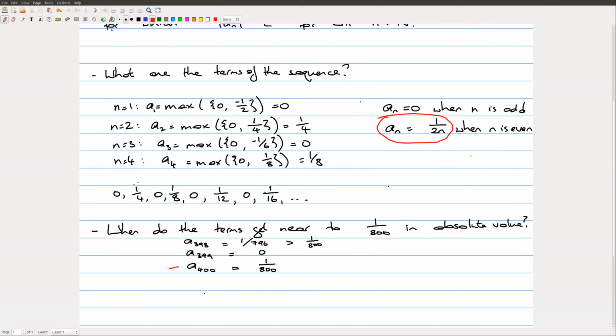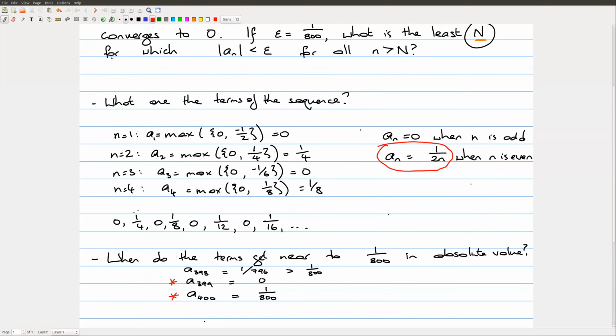Well, where those two red stars are, the 399 term is 0. The 400 term is 1 over 800. Now we better look and see exactly what we are actually asked for. We're asked for what is the least capital N for which the absolute value of a_n is less than epsilon for all n greater than N.